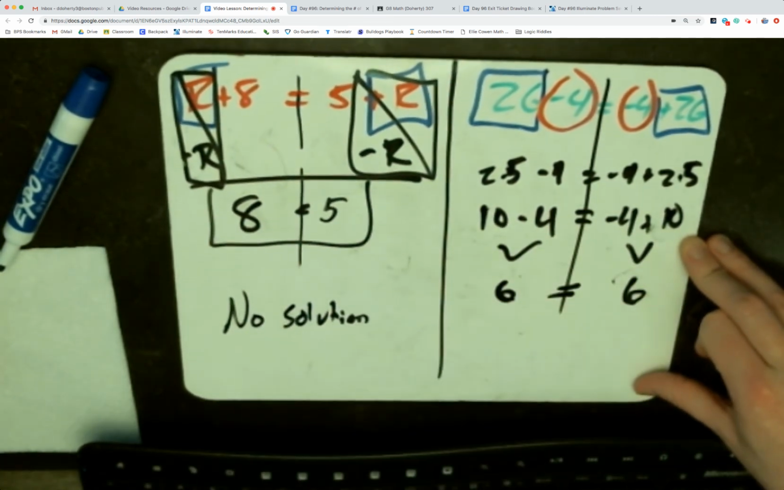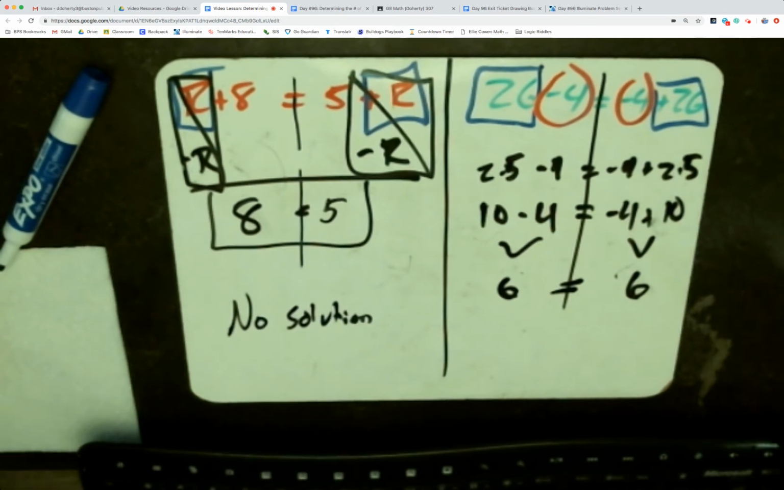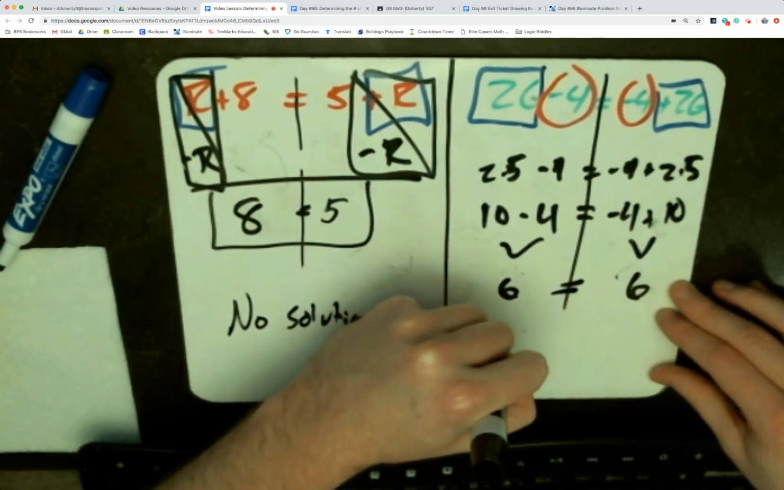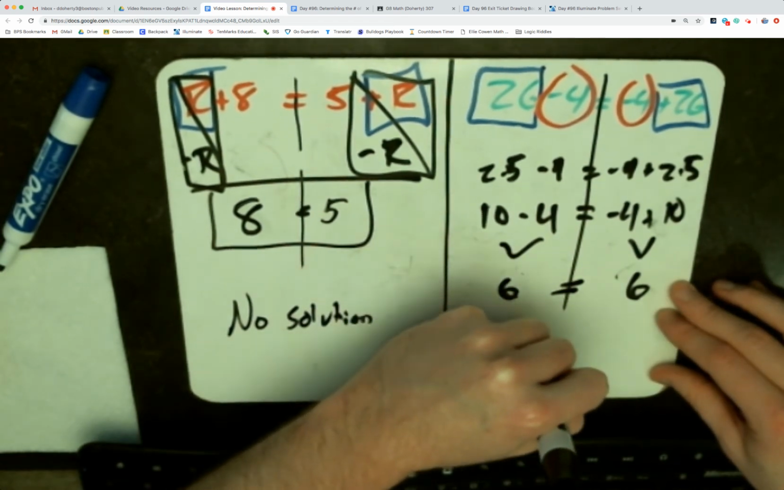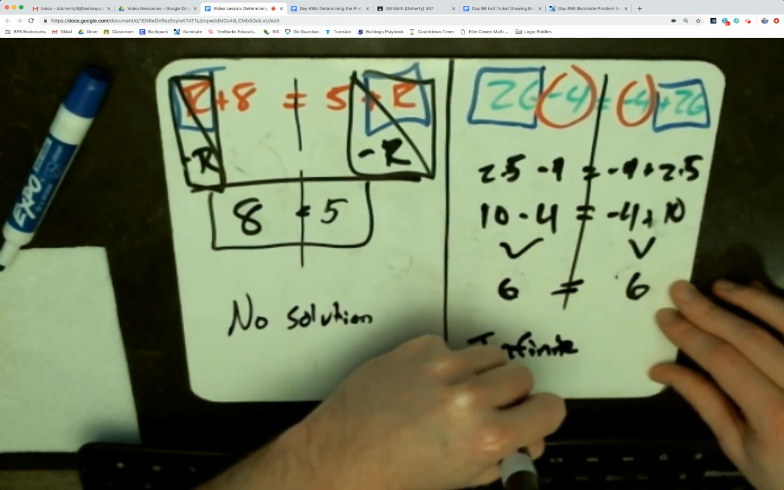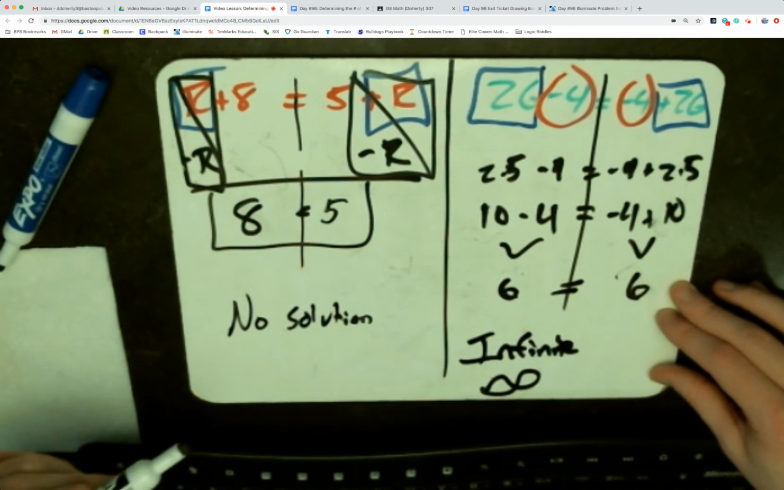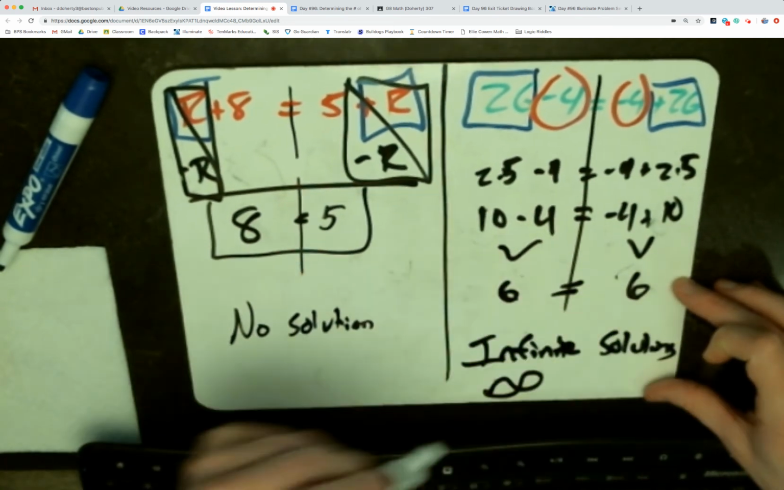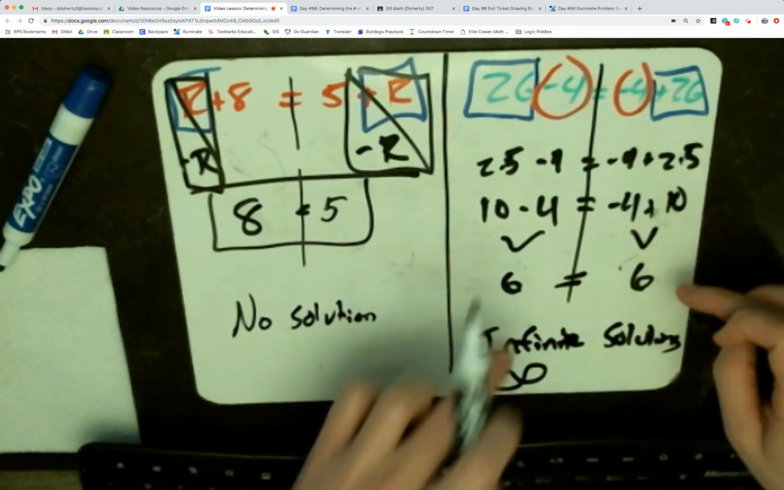Again, a true statement. Every number I pick for g is going to work in this equation because the left side and the right side are identical or equivalent expressions. This has an infinite number of solutions. The symbol for infinity right below that, you can say infinite solutions, or if you can find this symbol on your computer, go ahead and call an infinite number of solutions for the green equation.